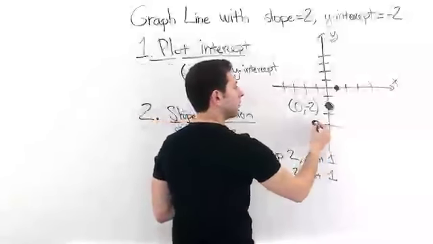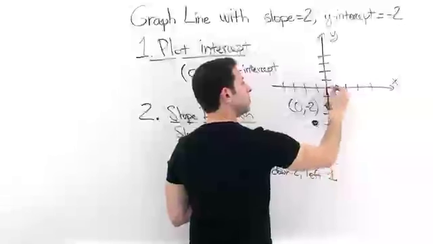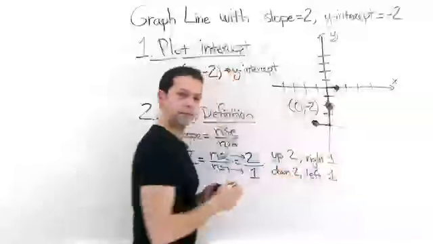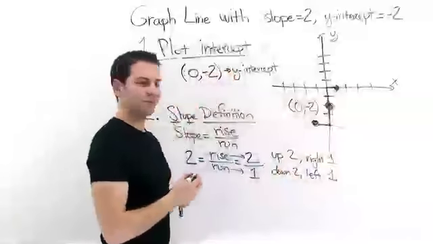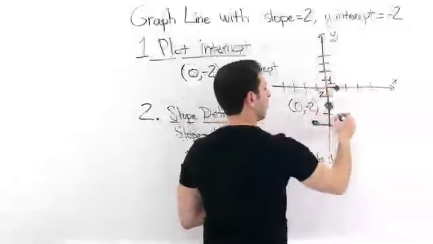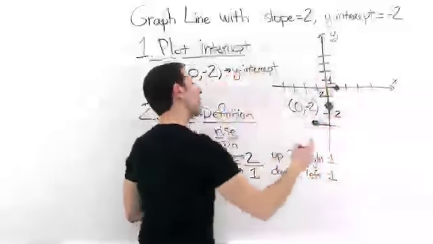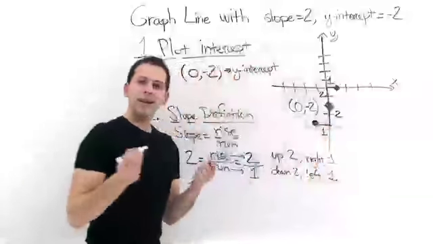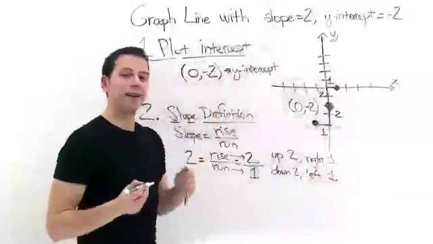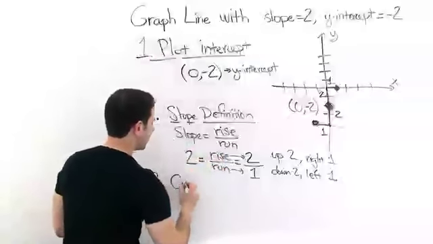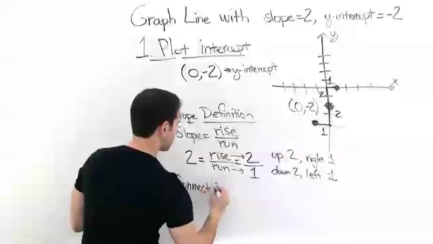There it is. So here we went up 2 over 1. Here we went down 2 over 1. See that? That's pretty cool. Our rise was 2, our run was 1. Here our rise was down 2, and our run was to the left by 1. Now we have more than one point, and if you have more than one point, you definitely can draw a line. So the last step is to connect the points.